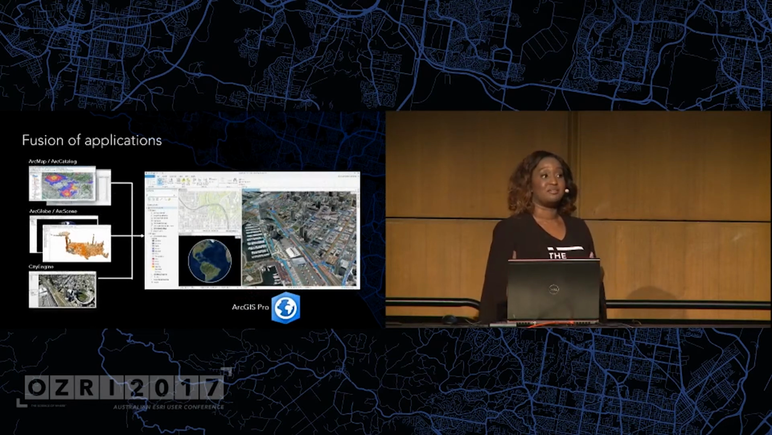ArcGIS Pro is a fusion of multiple applications. Think of ArcMap, ArcCatalog, ArcScene, ArcGlobe, and even City Engine, all wrapped up in one neat bundle. Look at your 2D views and your 3D scenes. Open multiple ones, open multiple maps, and even link them side by side to get better visualization.